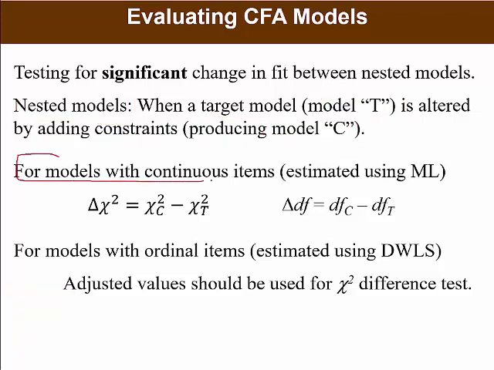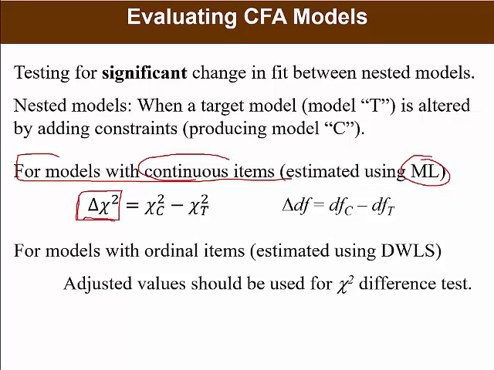Now it's really easy if you have items that are continuous and you've used maximum likelihood as your estimator. Let's start with that, because that's a really easy thing to do. We can calculate this thing called a chi-square change, with the delta symbol for change, or change chi-square.